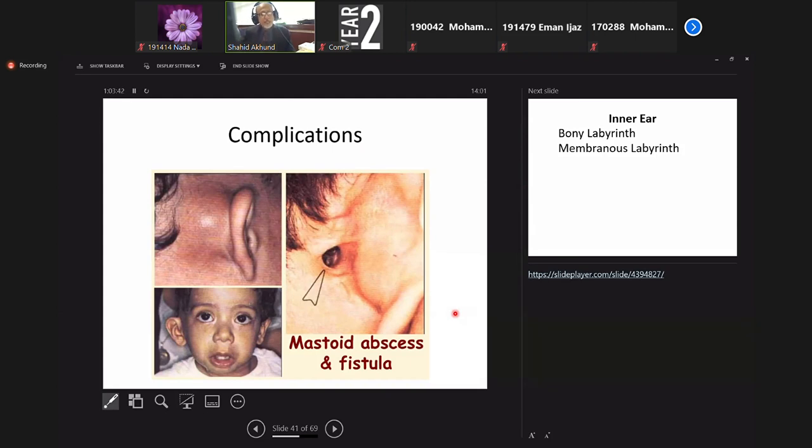Chorda tympani is a branch which is supplying the tongue. It joins the branch of the mandibular, which is the lingual nerve, and it will supply the anterior two-thirds of the tongue.